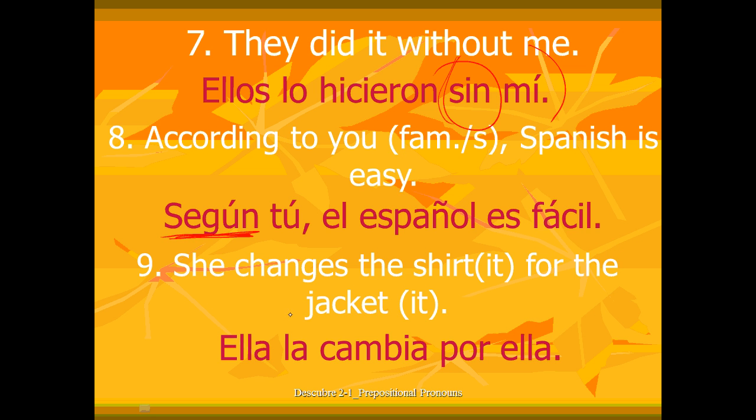So you can have a direct object pronoun as well as a pronoun in a prepositional phrase as well.